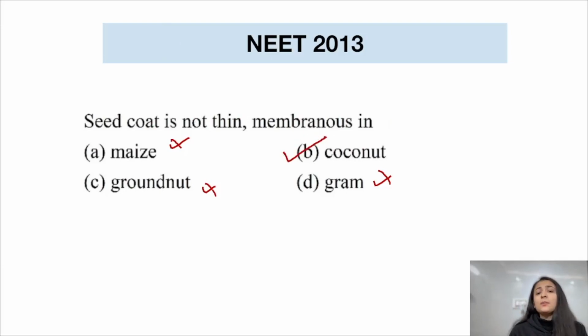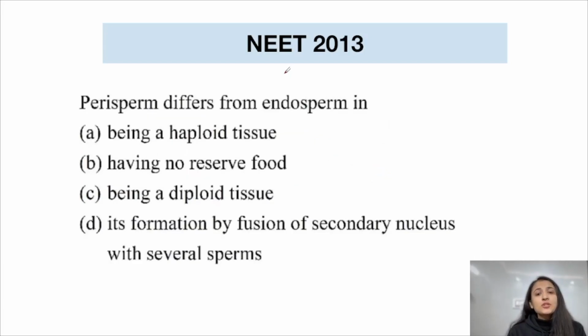Seed coat can either be thin, papery or membranous as in maize, groundnut or gram, or it can be very thick and hard as in coconut, right? So the correct answer is option B. Now this question again is from NEET 2013. Perisperm differs from endosperm in being a haploid tissue, having no reserve food, being a diploid tissue, or its formation by the fusion of secondary nucleus with several sperms.